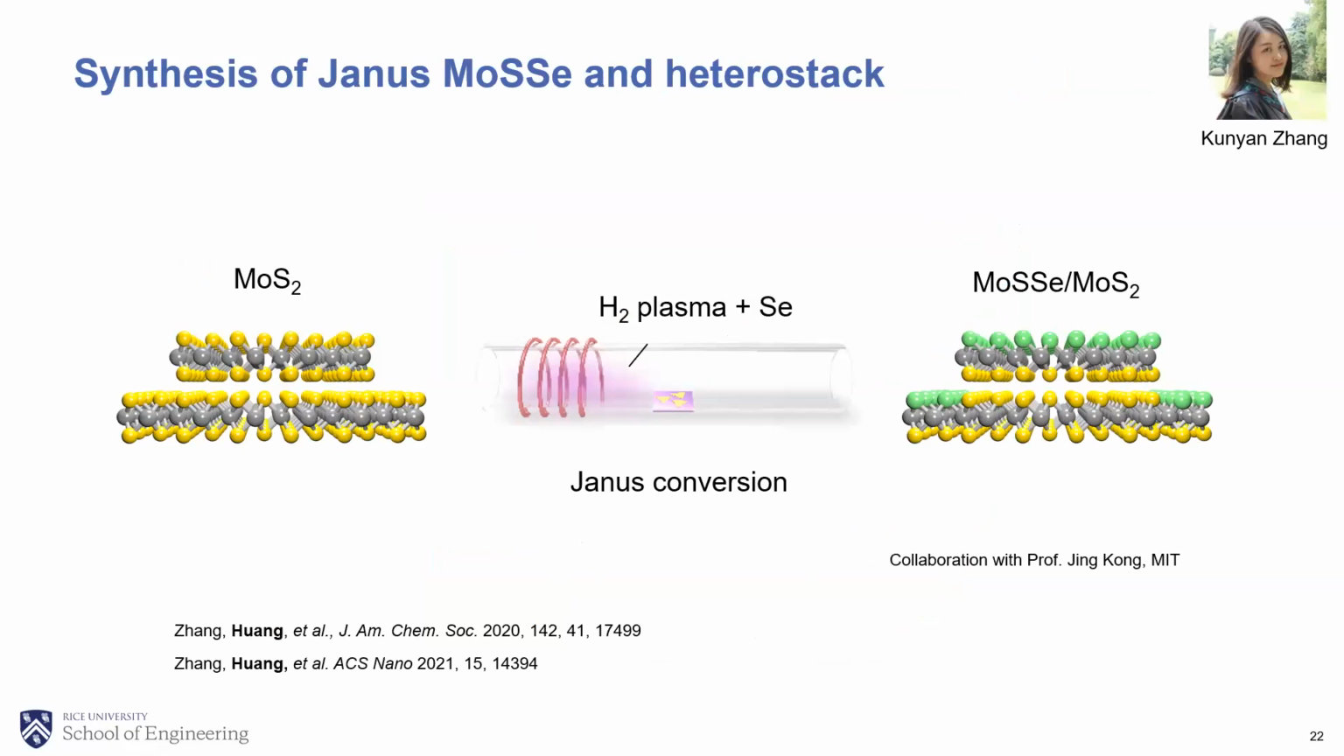So far we have seen we can do atomic substitutional defects for 2D material. In addition, we can extend this substitutional defect to the entire sublayer of the 2D material, so we can make this Janus structure. In particular, in our work, we are making this Janus MoSSe. If we start with MoS2 and perform a Janus conversion, the top layer of sulfur atoms will be converted to selenium atoms. In addition, if we start with a bilayer MoS2, we can end up with a heterostack of Janus MoSSe with MoS2.